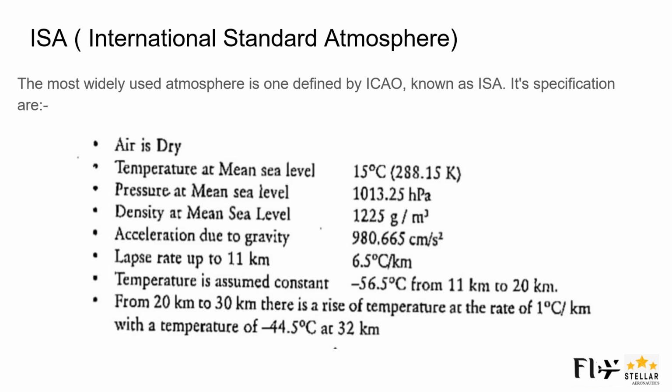Temperature is assumed constant at minus 56.5 degrees Celsius from 11 kilometers to 20 kilometers, and from 20 kilometers to 30 kilometers there is a rise of temperature at the rate of 1 degree Celsius per kilometer, with a temperature of minus 44.5 degrees Celsius at 32 kilometers.